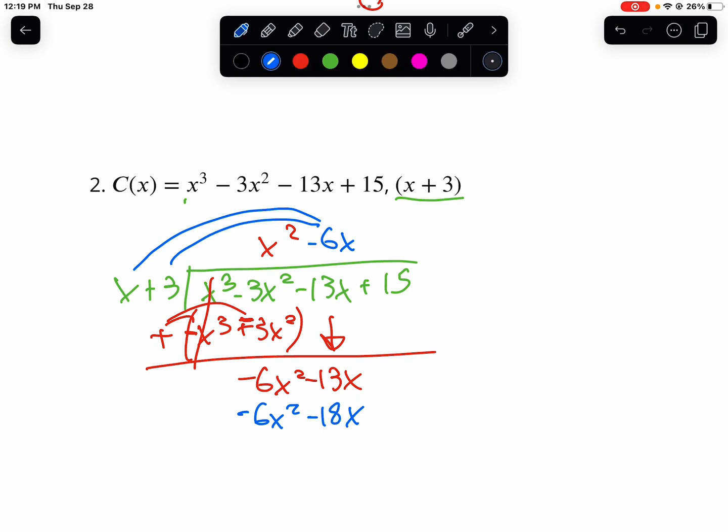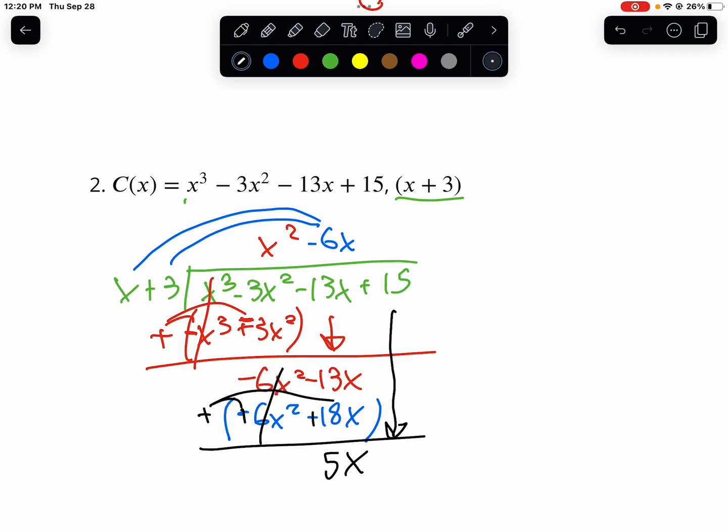Then what we have to do is change both of these signs. So we have to subtract both of these, which means we're going to have to distribute the negative, and they all become positive. So now when we do it, it's going to cancel, and we're going to have 18 minus 13x, which is 5x. And then we bring down the same thing, the 15 here, and we do it once again.